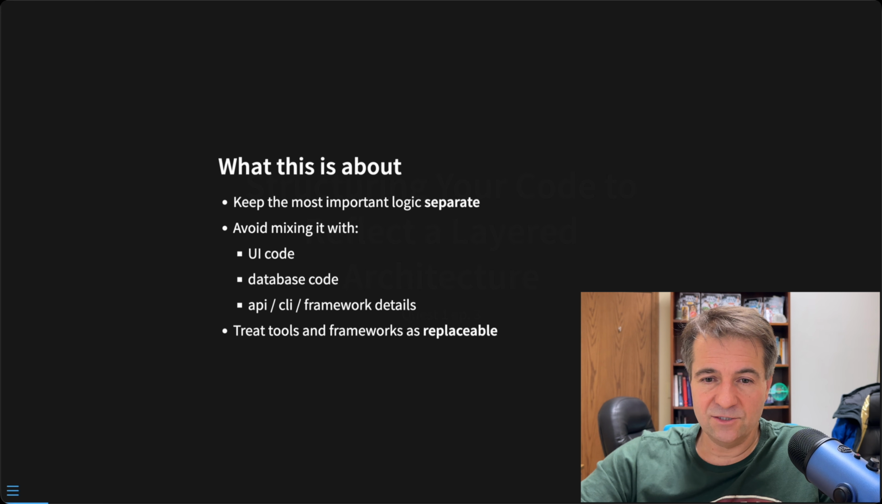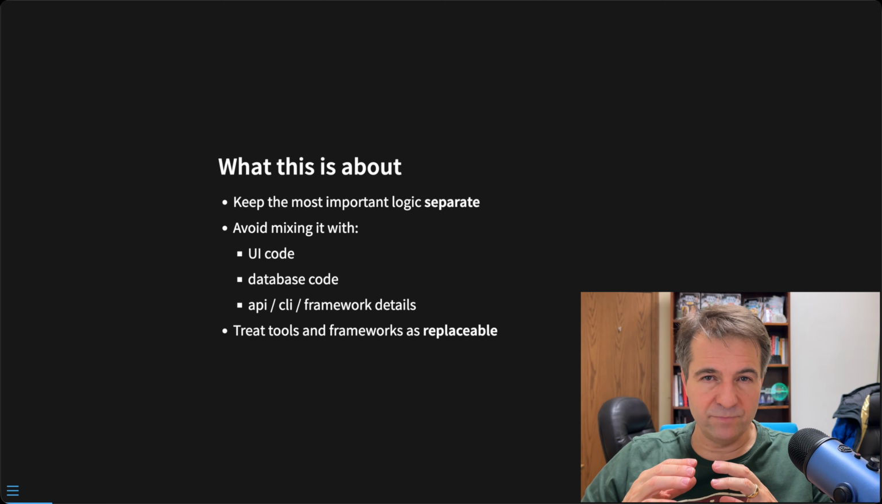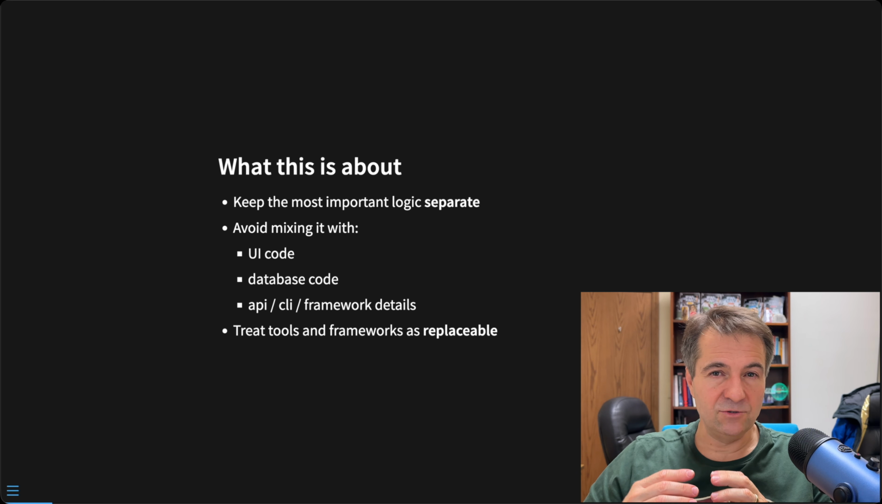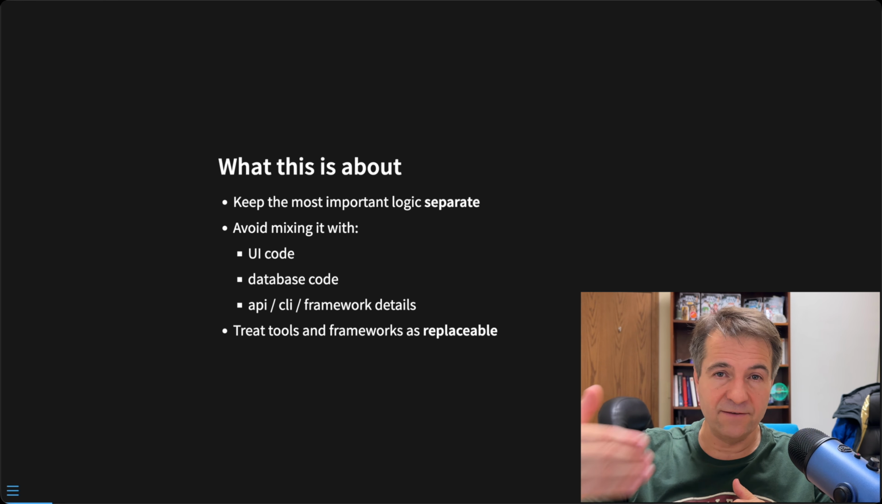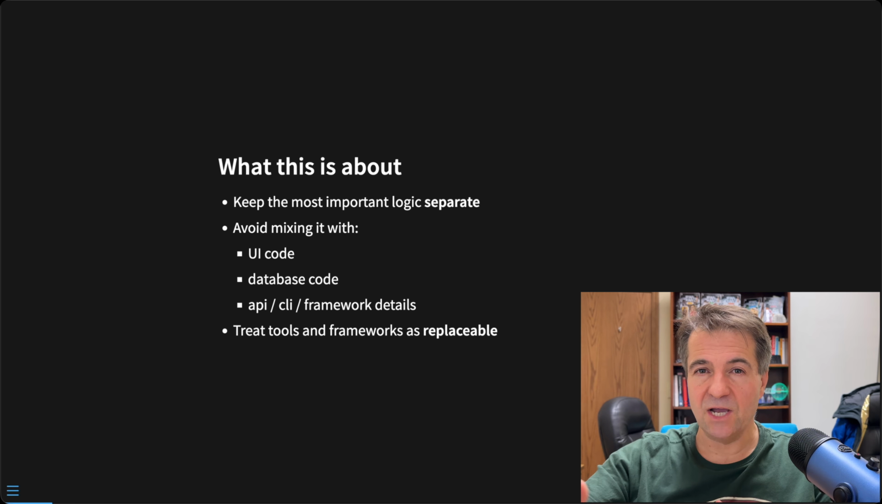Okay, so I'm going to talk you through this. What is this all about? Keep the most important logic separate. I talked earlier about business logic. We want to keep that in the domain and application layers. Those are the 2 layers that need to know about business logic. The other layers have infrastructure as well as the delivery mechanisms like FastAPI or the command line interface. We'll talk about that now.